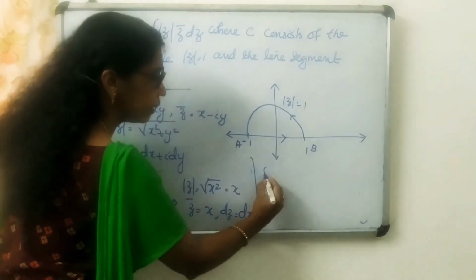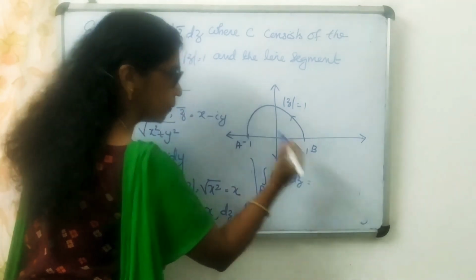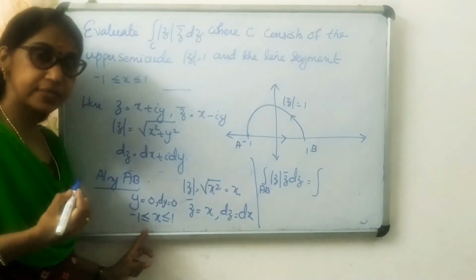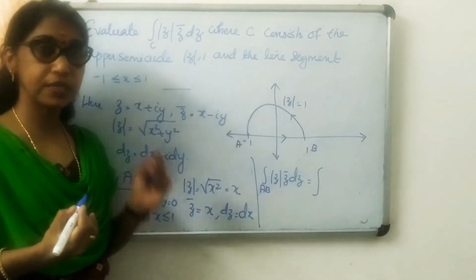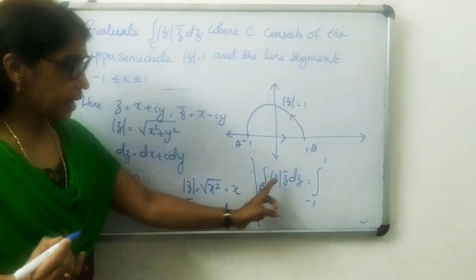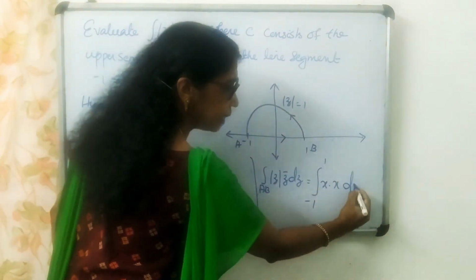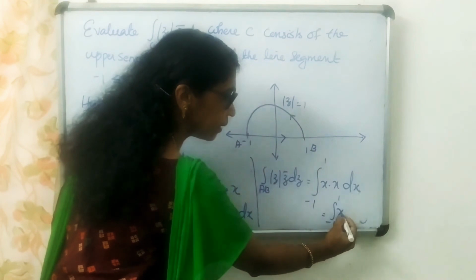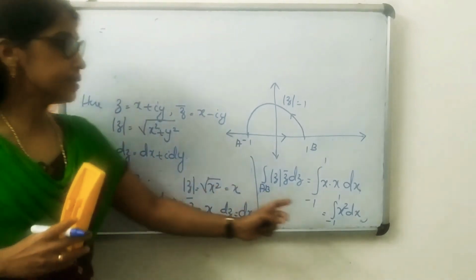Now integral over AB, modulus of z into z bar dz, is equal to integral over, here variation of x is from -1 to +1. We are integrating along the x direction because y is equal to 0. There is no y there. So -1 to +1, modulus of z is x and z bar is also x. So x into x dx, dz is dx. So this is equal to integral -1 to +1 x square dx. Okay, this is equal to, look at this function x square.